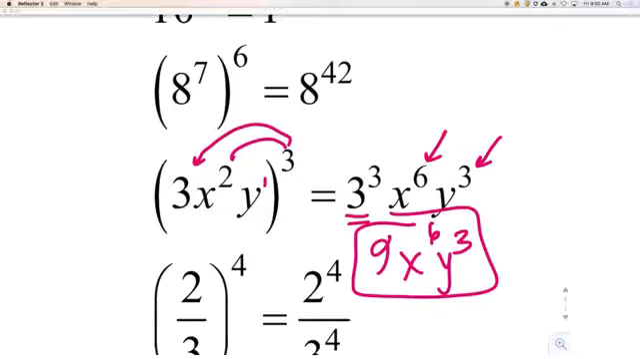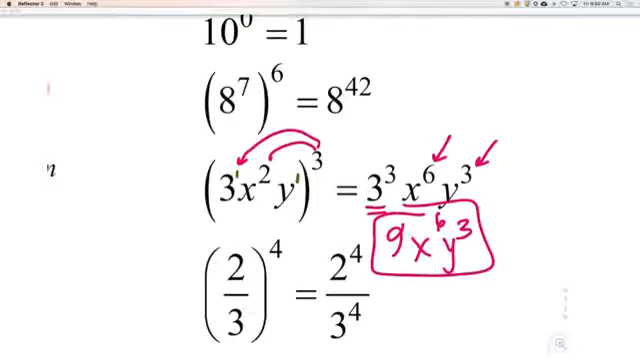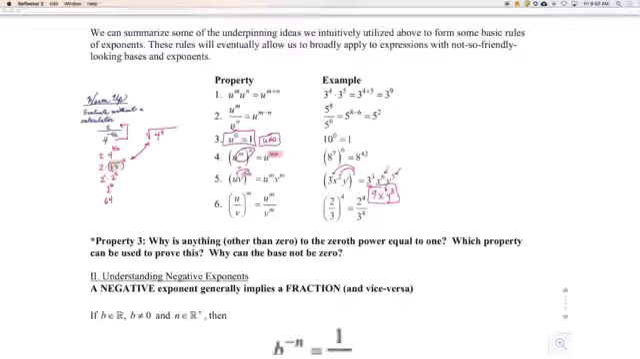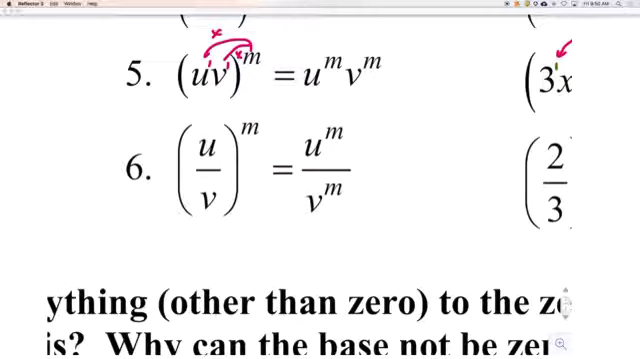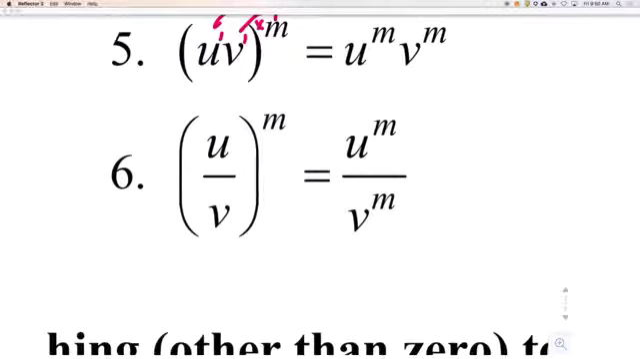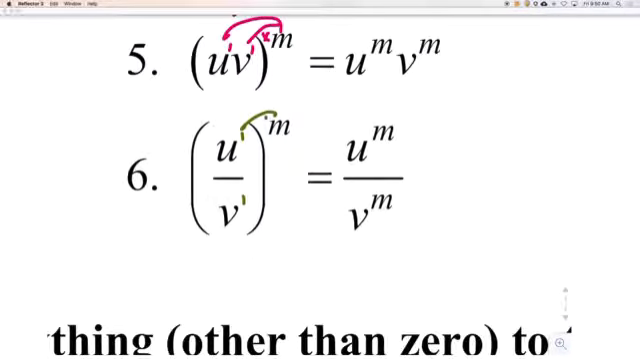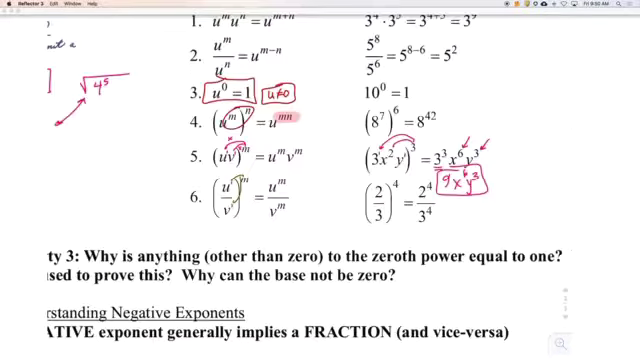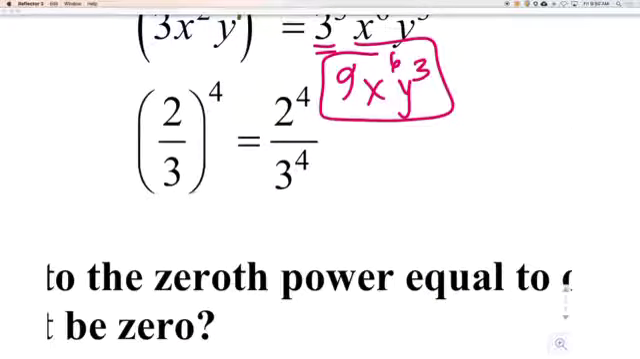If you know you're distributing the 3 exponent to other exponents, simply put a target there for all the other factors, okay, to avoid a careless mistake. It also works with division, okay? When you're dividing and you have multiple factors, then every factor still gets the outside exponent, okay? So like 2 over 3 to the 4th is 2 to the 4th, 3 to the 4th.